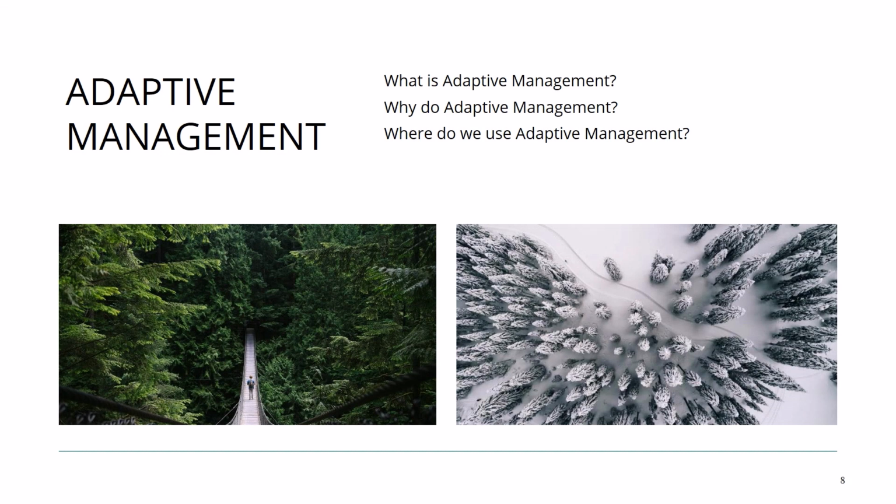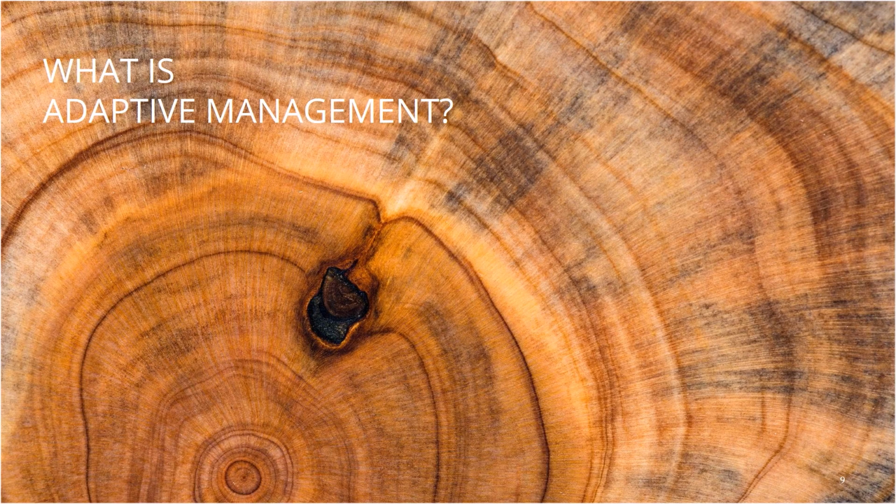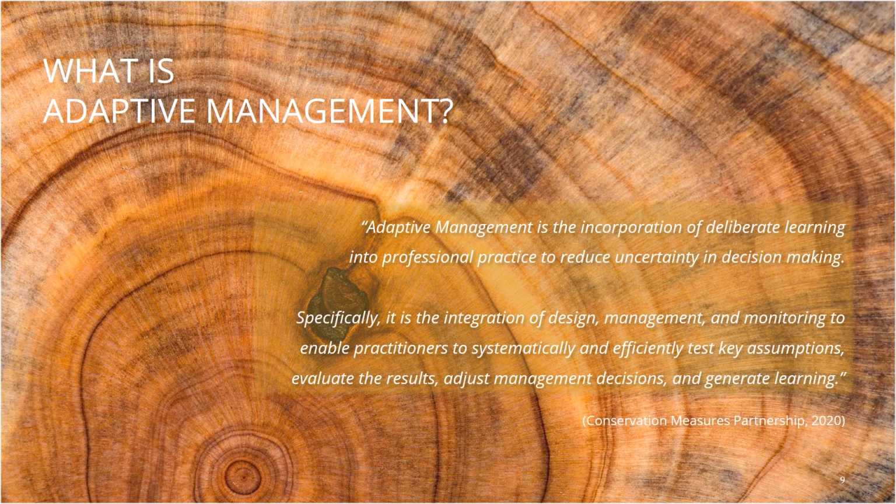Let's stop for a moment and look at adaptive management. What is it and why is it important? Where and when do we use it? We hear the term adaptive management used a lot, but what does it really mean? The Conservation Standards define adaptive management as the incorporation of deliberate learning into professional practice to reduce uncertainty in decision-making.